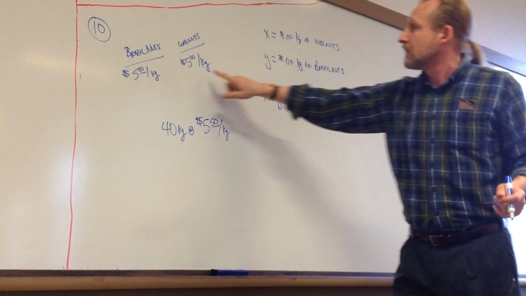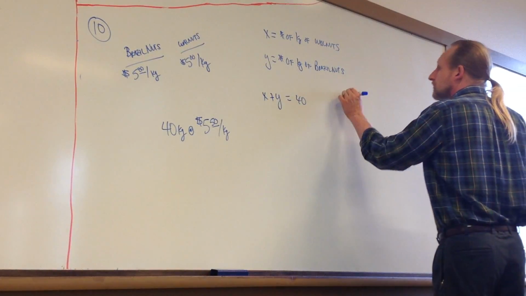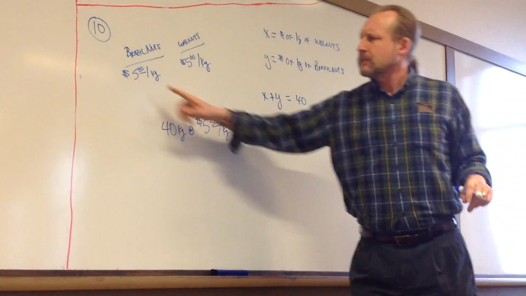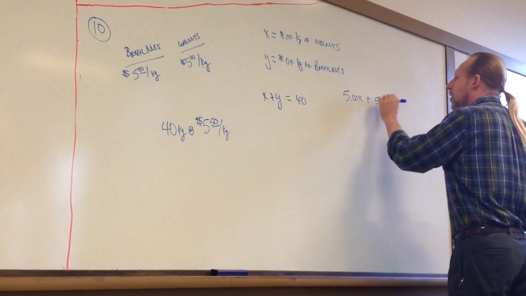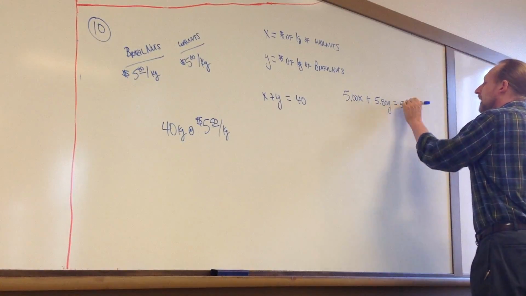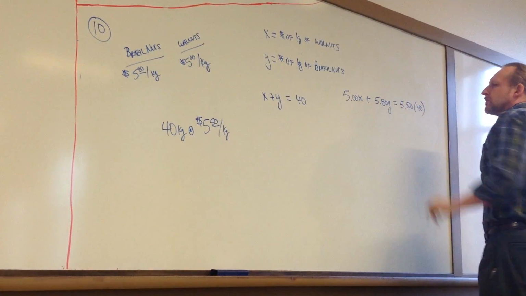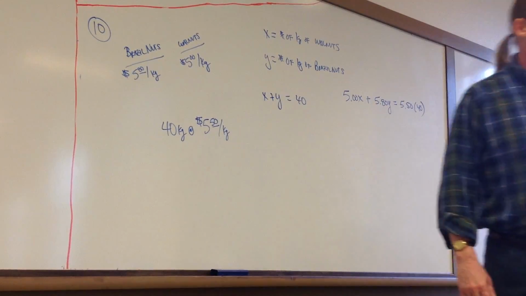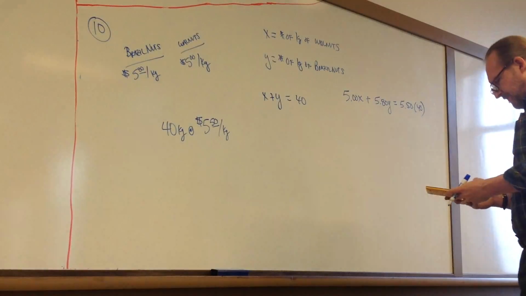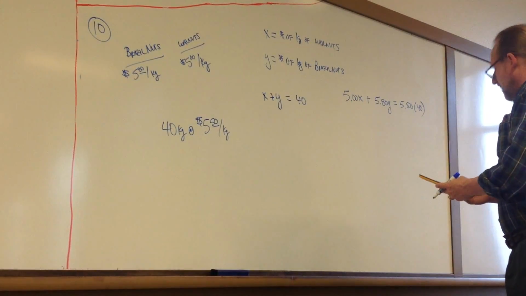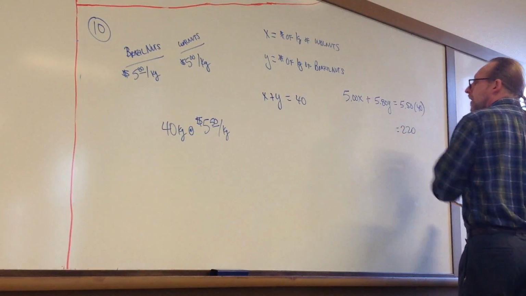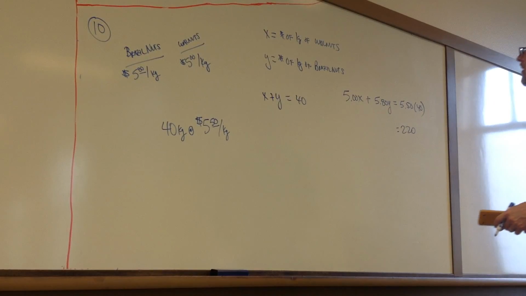So for the walnuts, it's going to be $5 times X. And for the Brazil nuts, $5.80 times Y. And that should equal the $5.50 times the 40 kilograms of the total mixture. Okay. So now we have to do 5.50 times the 40 kilograms should give us a total cost of $220.